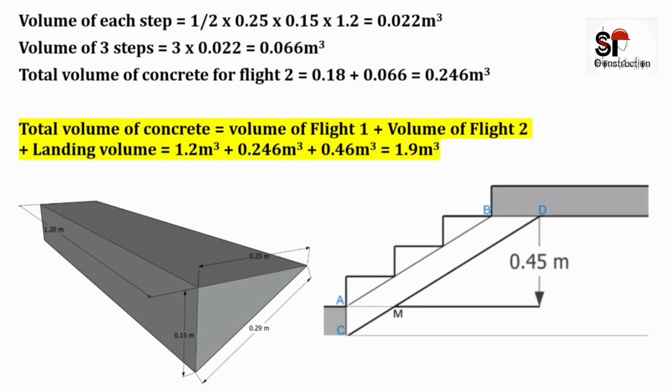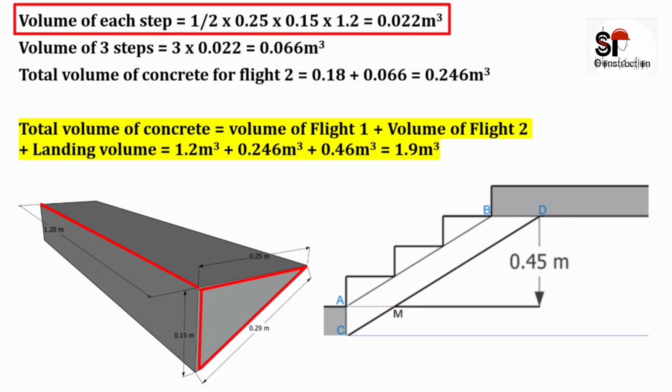Volume of each step will be equal to area of cross section of this step, which is a triangular section, into width of flight. Area of cross section of each step will be equal to 1 by 2 into base, which is tread length 0.25 meter, into height, which is rise 0.15 meter. So on substituting these values, volume of each step will be equal to 0.022 meter cube, and the volume of 3 steps will be equal to 3 into 0.022, which will be equal to 0.066 meter cube.